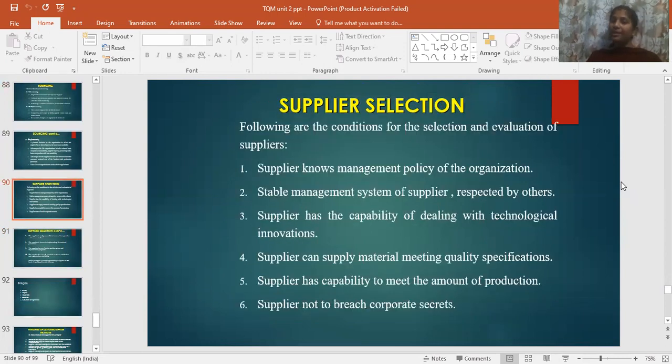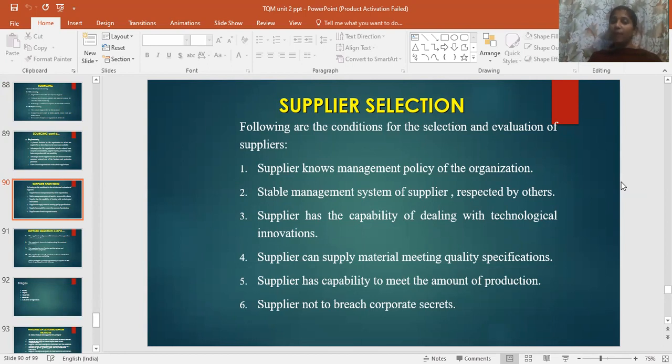So supplier selection is very important. We have some conditions for selection and evaluation of suppliers. The supplier knows management policy. We have to see whether the supplier knows our organization's policy. Then whether a stable management system is there. Then the supplier has the capability of dealing with technological innovation. The supplier can supply material meeting our customer specification.